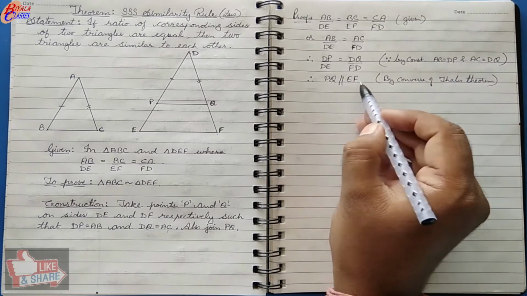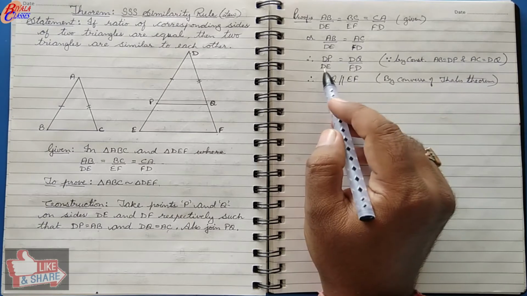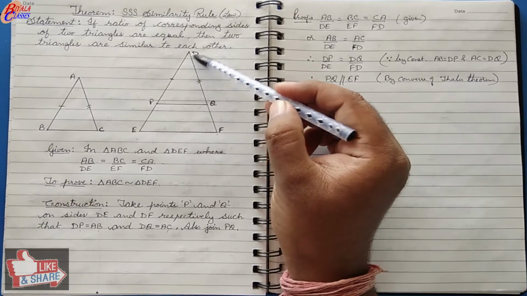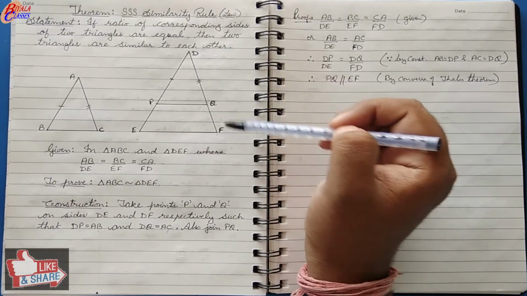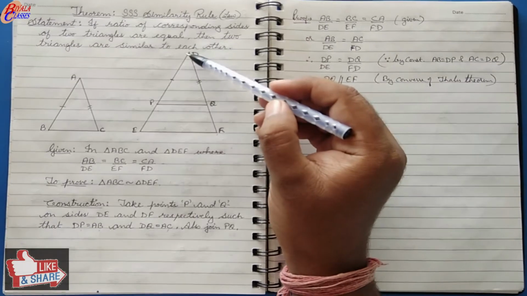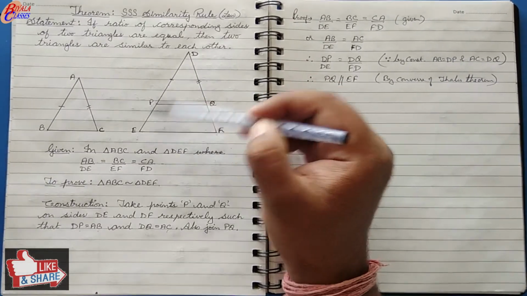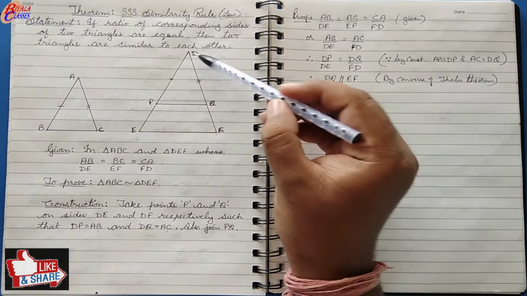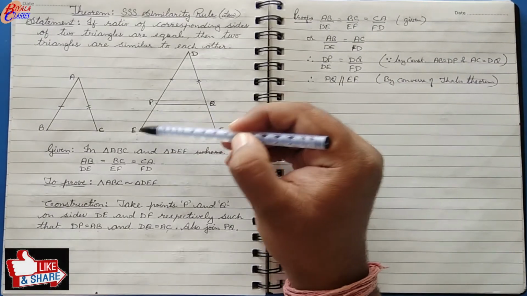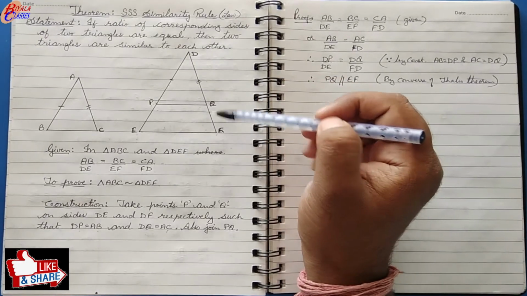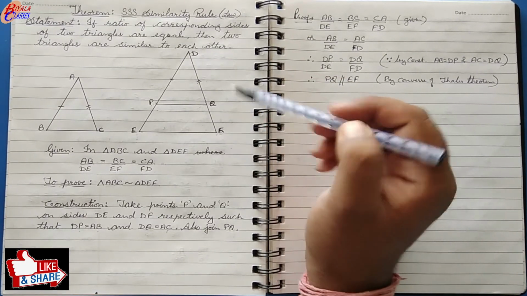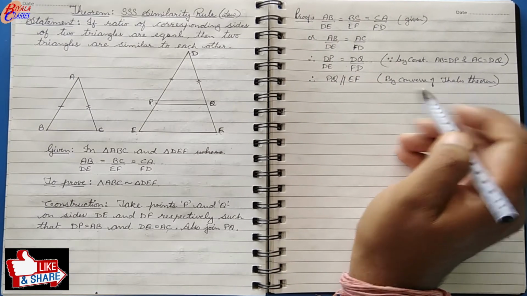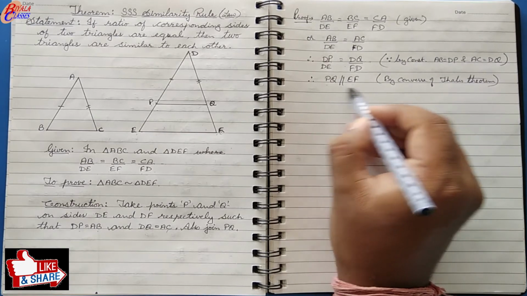Taking the converse, we get PQ is parallel to EF, because as I told you, there are three results of the Thales theorem, the basic proportionality theorem. One is DP upon PE equals DQ upon QF. The next result which can be derived is DP upon DE equals DQ upon DF. And the third result which can be derived is DE upon PE equals DF upon QF. Out of that, this is one of the results. So hence by the converse of Thales theorem, we can say that PQ is parallel to EF.